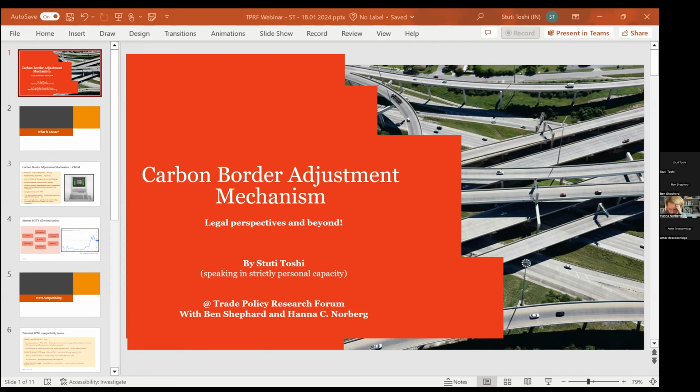Secondly, coming to the chapeau, the questions get even more complicated in attempting to justify it. Is the measure applied in a manner that would constitute a means of arbitrary or unjustifiable discrimination?